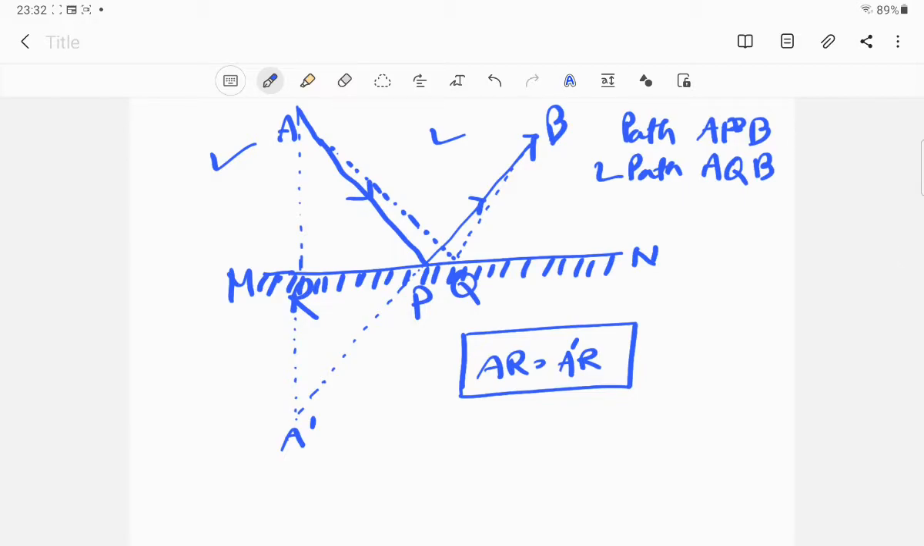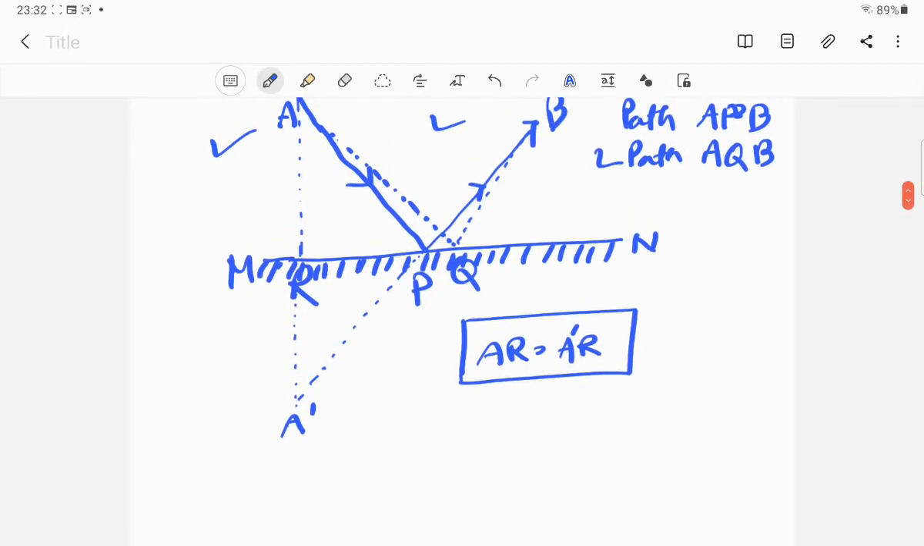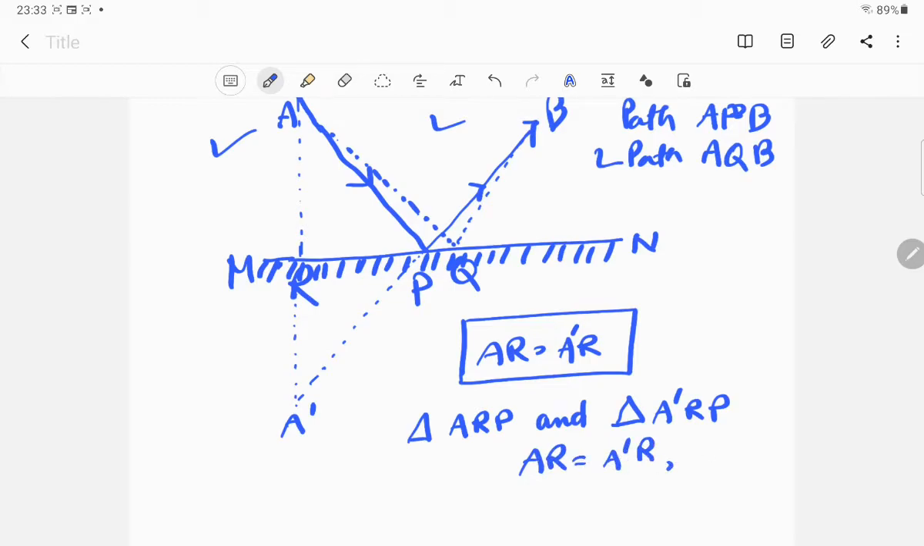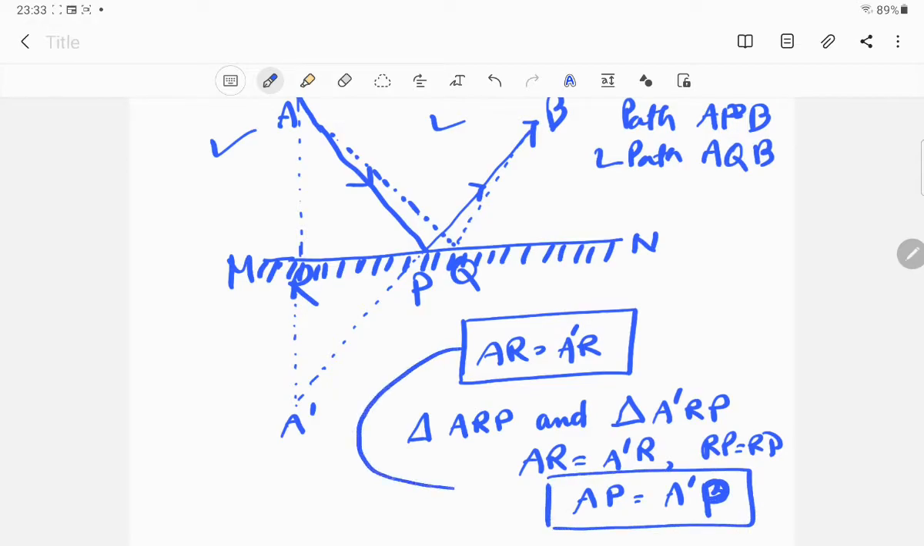So let us consider these two triangles: triangle ARP and triangle A dash RP. What happens? AR is equal to A dash R. Similarly, RP is equal to RP. So the only option left is AP is equal to A dash P. So if AR equals A dash R, then AP equals A dash P.